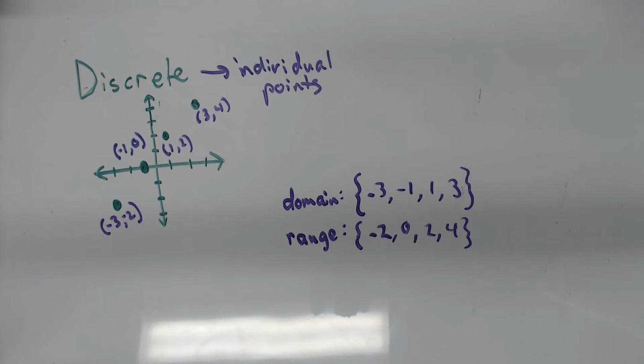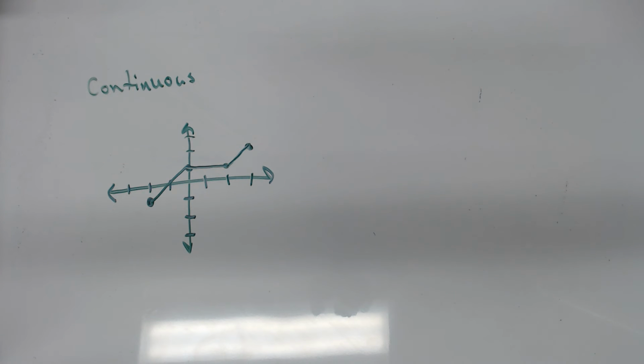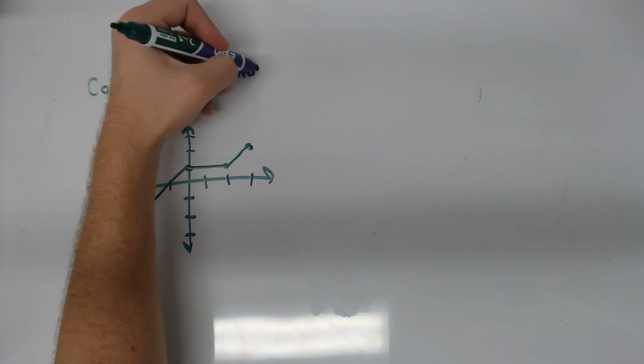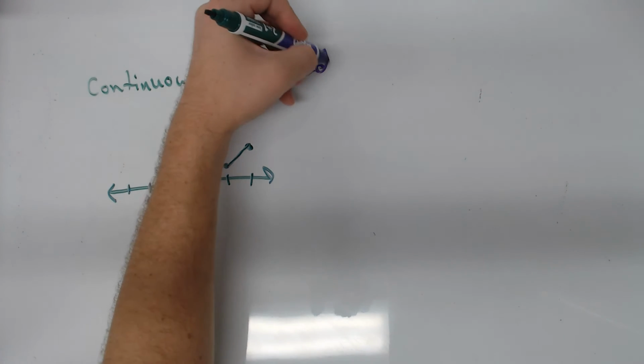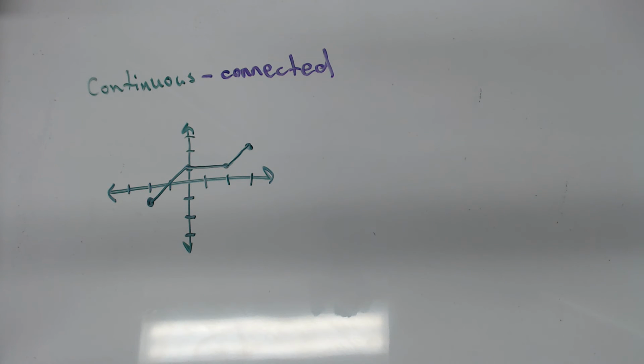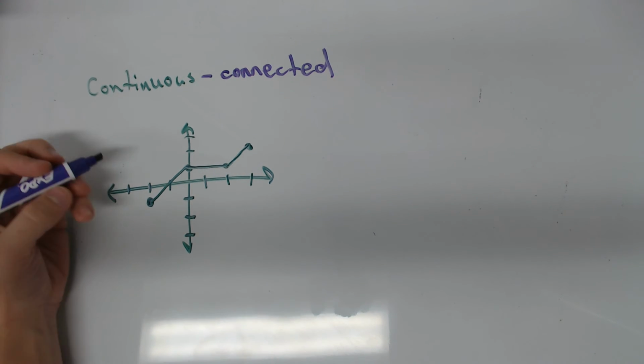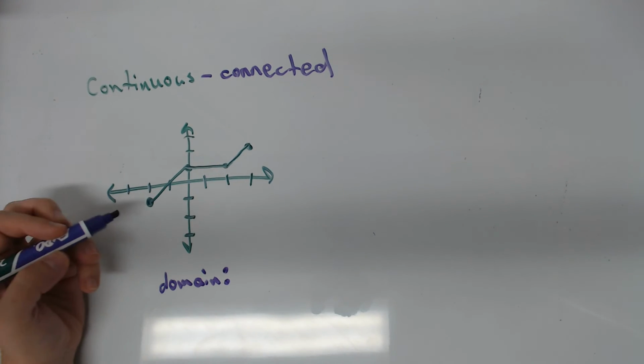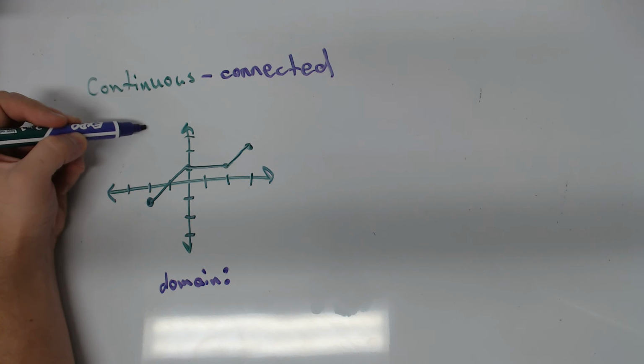All right, let's look at a continuous one that has a connected line. So here's a continuous graph. Continuous is connected. There's a line throughout the graph connecting all the points. Okay. For continuous, we actually write our answer with inequalities, a bunch of and inequalities. So let's start with our domain. We're going to contain all of the x values like it's on a number line.